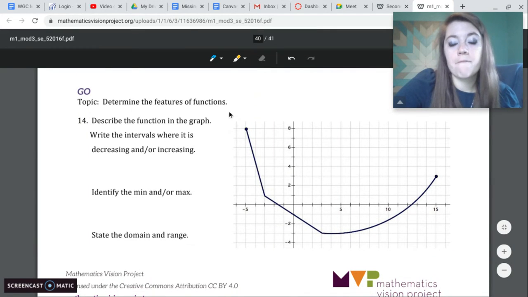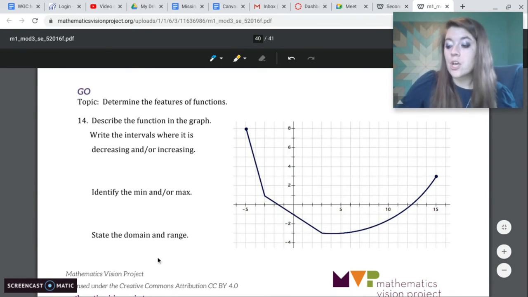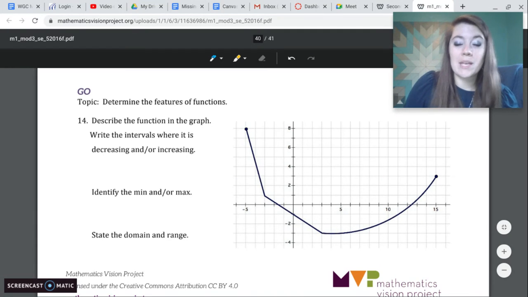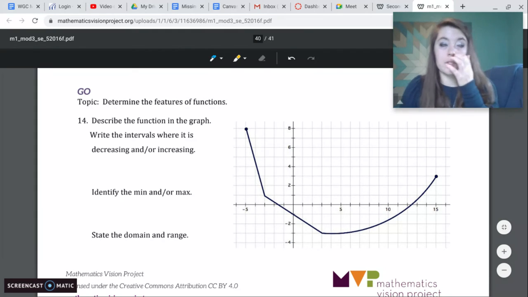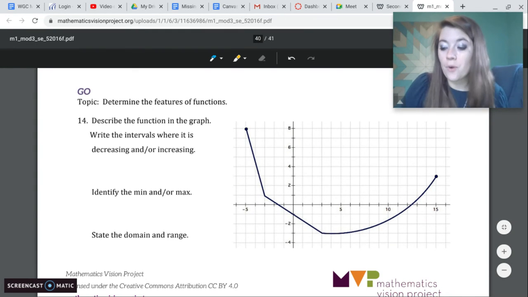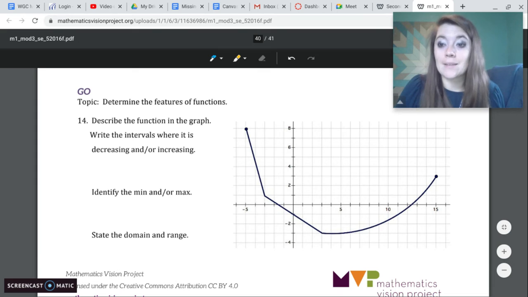So determine the features of functions. For these next 3 problems, we have different things going on. In this one, we're looking at the graph where you're going to state the interval where it's increasing and decreasing, identify the minimum and maximum, state the domain and range. So that's what we're looking at on this one. The next one, you'll be looking at a situation and answering questions based on what's given to you in the situation. And then the last one, you have 2 graphs, 2 equations graphed on the same coordinate plane, and you're answering questions about adding them together. Don't worry, you don't actually have to add them together.